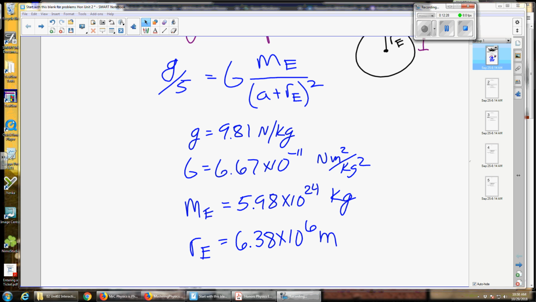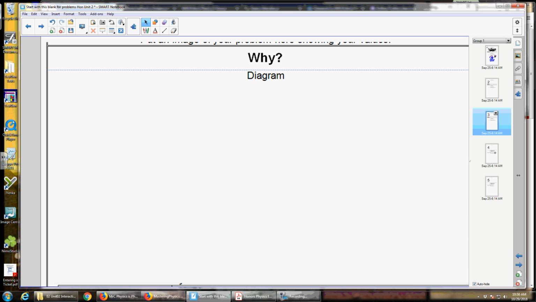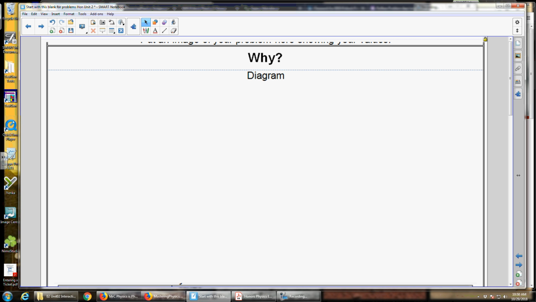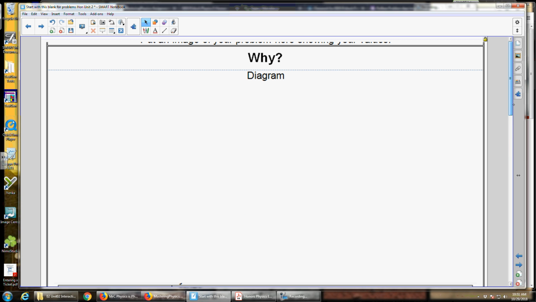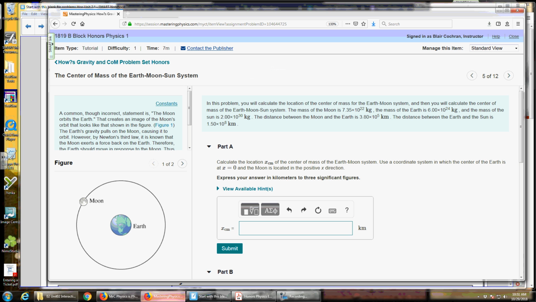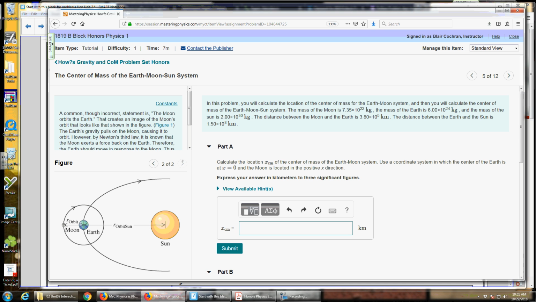I need a center of mass setup. That's a normal setup. All right, so here's my center of mass Y setup, where I can look at my rubric, and I need to show the situations correctly. I need to make sure I have all diagrams and locations required shown. I need all masses or forces shown and correct, and I need my labels to be easy to understand. Pretty straightforward. So I'm going to have two diagrams in this problem because I have the Earth-Moon set up here, and then also Moon, Earth, and Sun set up here.